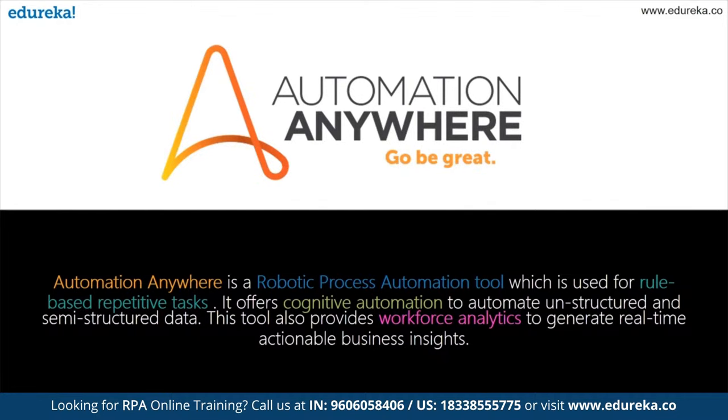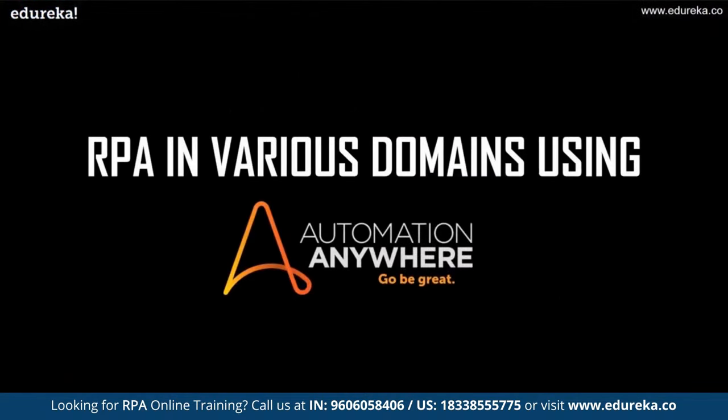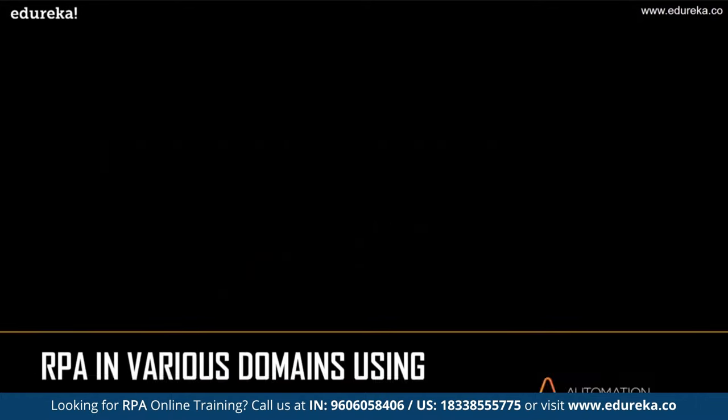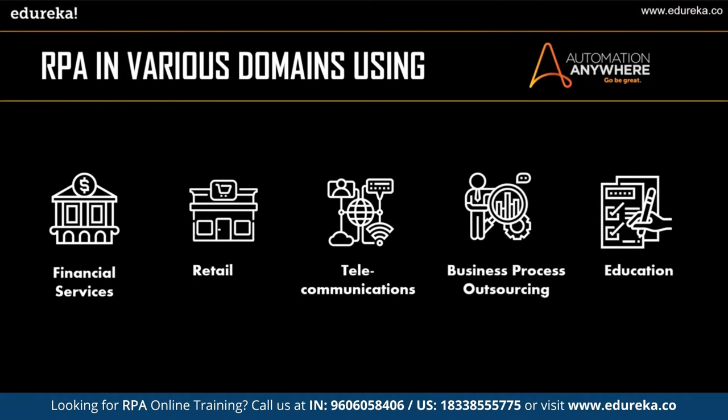So since now you know what is Automation Anywhere, let me take you through the various domains that I'm going to discuss in this section. The various domains in which RPA is used to automate simple to complex tasks, and the tool uses Automation Anywhere, are financial services, retail, telecommunications, business process outsourcing, and education.